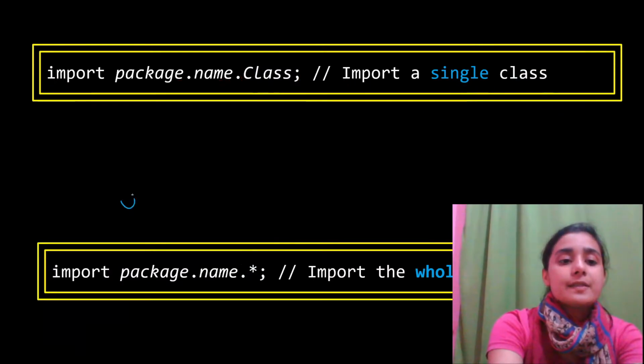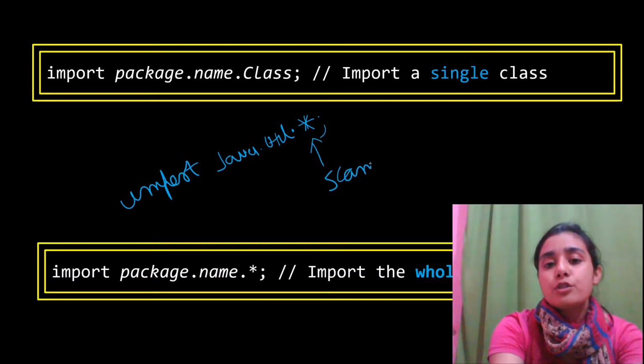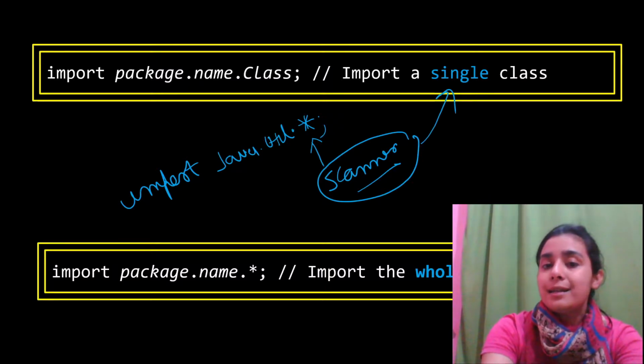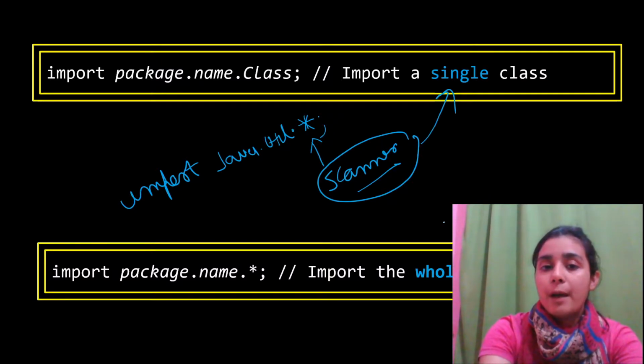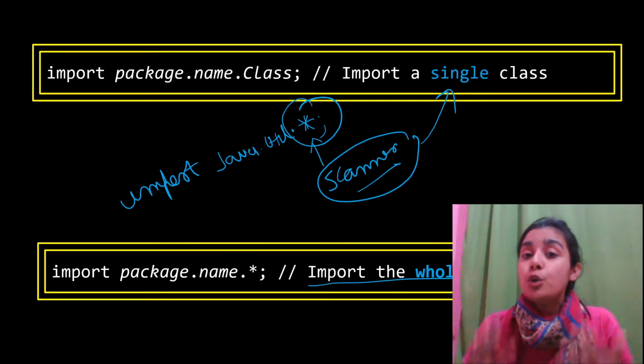If I'm writing the same thing now, import java.util.* instead of Scanner. Before that I was using Scanner. So now this means that I'm importing only a single class in my program, and if I'm writing this star symbol, that means the whole package. Which package? The util package.